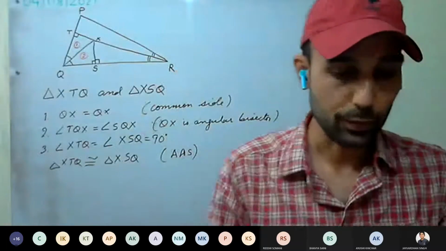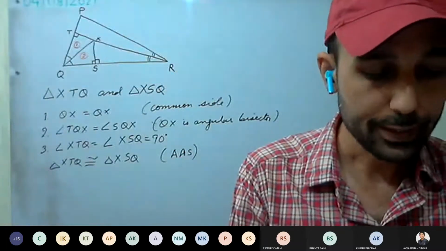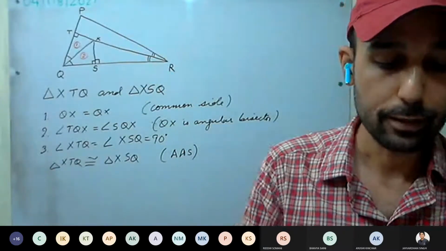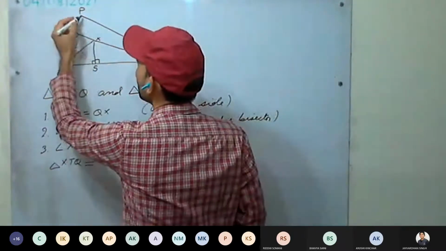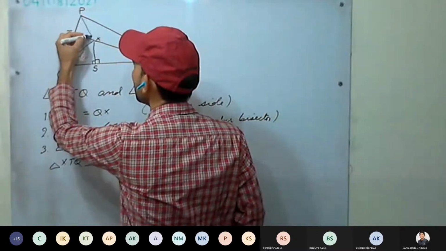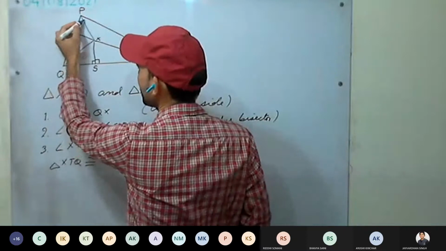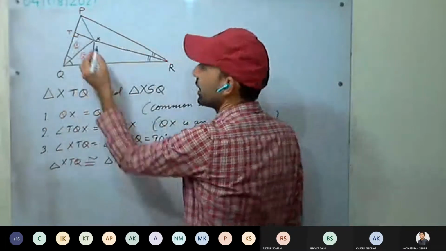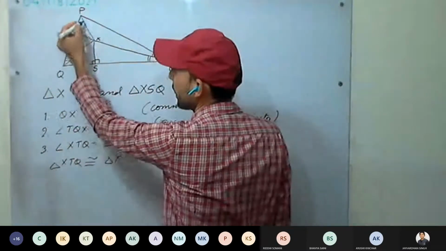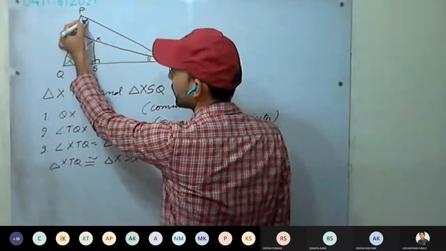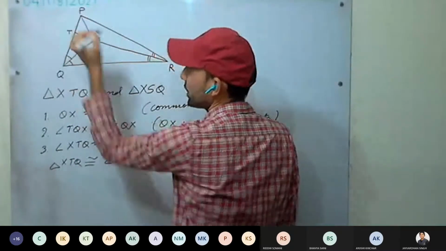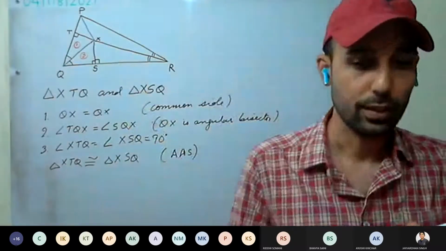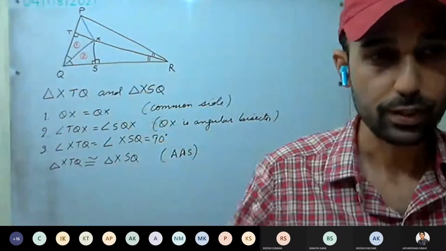Now what next do we have to prove? PX bisects angle P. We have to prove. So I'm drawing with blue that PX is bisecting this angle. It means we have to prove this angle equal to this angle. This we have to prove. So how are you going to prove?